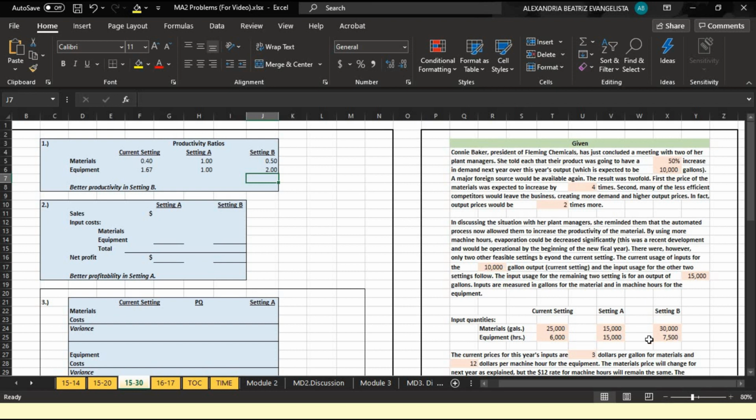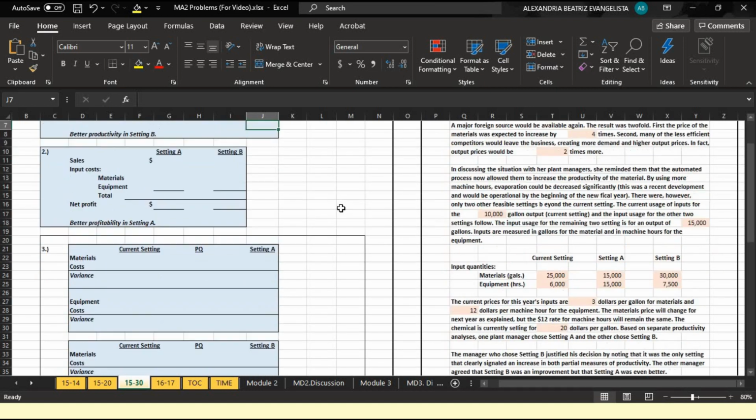So that's how you compute for the first requirement. Which of the two settings signals an increase in productivity for both outputs? So clearly, looking at the table, better productivity is in setting B.